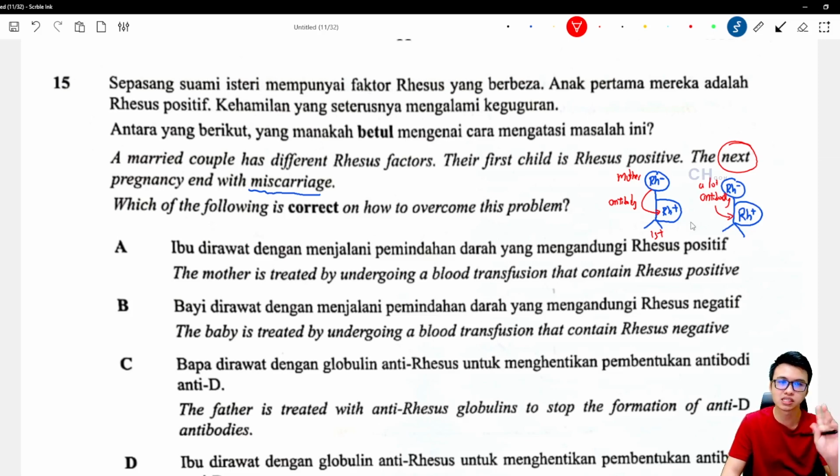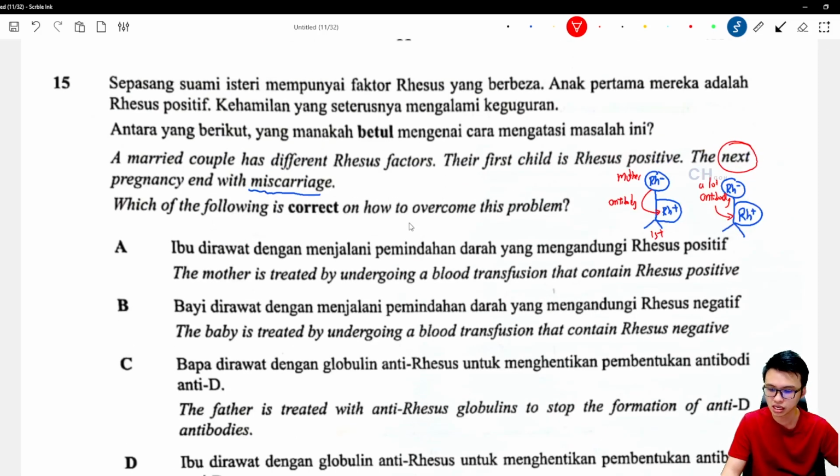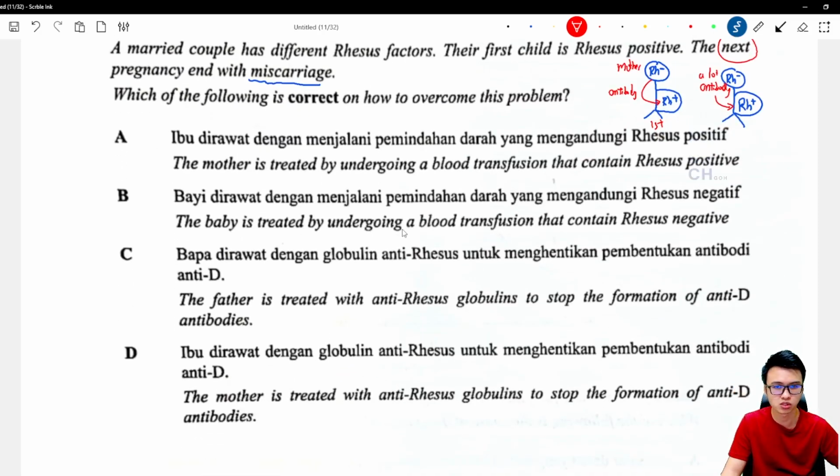Anyway, so this is the rhesus factor problem, the blood antigens problem. All right, so if you want to solve this problem, you are going to inject the things that can prevent the mother from producing the antibody. So we look at the questions here. Any option is suitable.